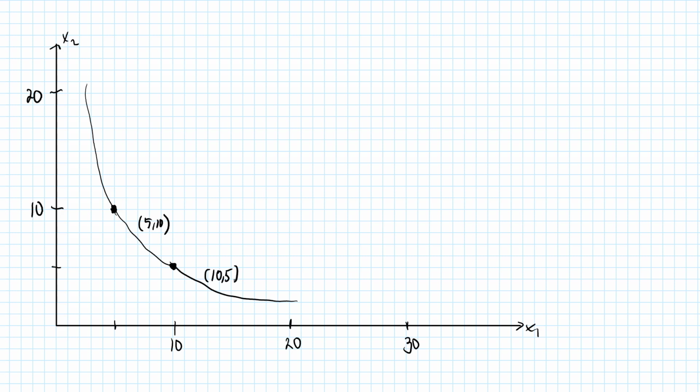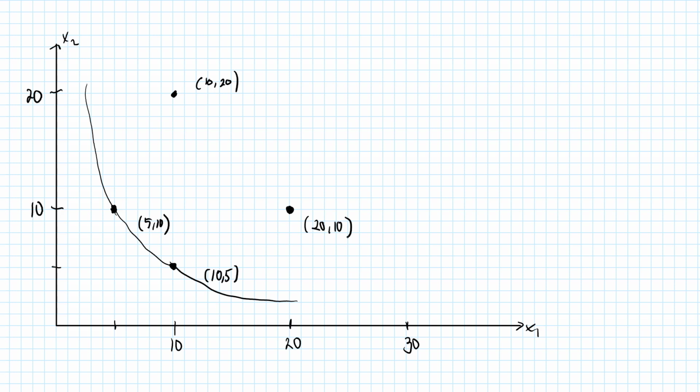Now let's say that I double the amount of each good in both of these bundles. For the 5,10 bundle, doubling the amount of each good will give me a new bundle, 10,20, right here. Doubling my second bundle, 10,5, will give me a bundle 20,10, which is located right here.